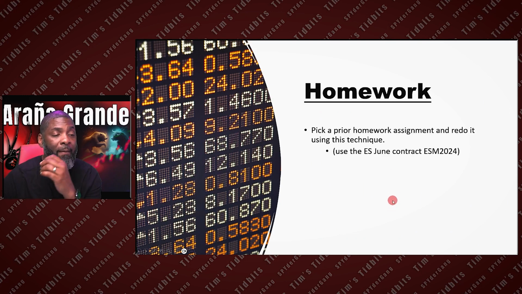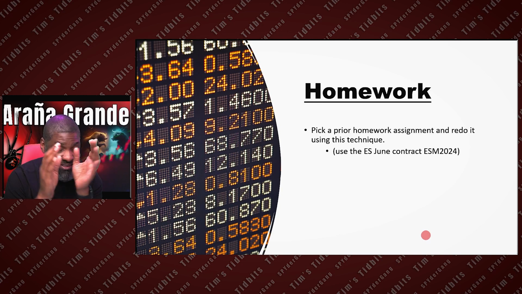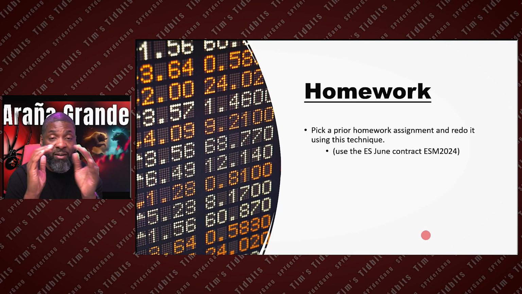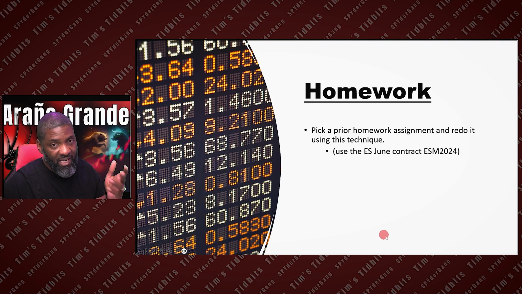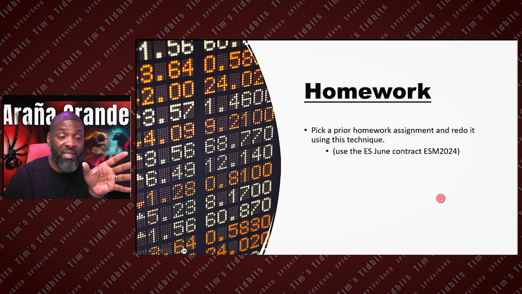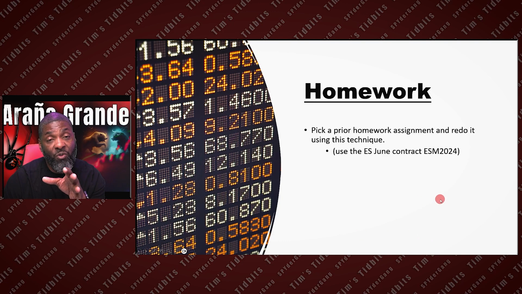Let's get to the homework, and then we'll get into our examples. Homework. I want you to go back, pick a prior homework assignment, and redo the assignment using the techniques that I just went through with the box theory, and see if it helps, and see if you want to implement it in your studies. And use the ES June contract on TradingView. It's ESM 2024. Now, with that, let's get into the charts and go through some examples.